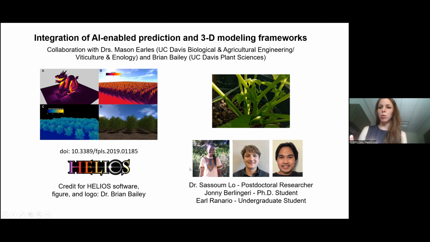And we have 3 members of our team who are working on this project. Dr. Sasum Lo is a cowpea breeding and genomics expert who is now expanding to other crops as well, as Johnny Berlingeri and Earl Renario. So this really has been a collaboration across engineers, breeding and genomics experts, and experts in the use and analysis of sensing data.